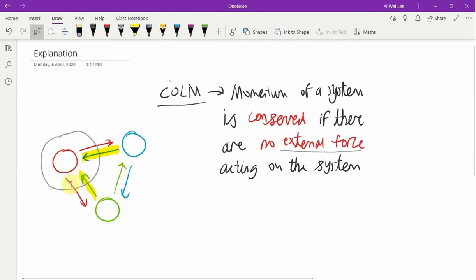So in this case, we can say that the momentum of this system will not be conserved because there is an external force. The conservation of linear momentum states that the momentum of a system is conserved if there are no external forces, but in this case there are external forces. In other words, momentum is not conserved.